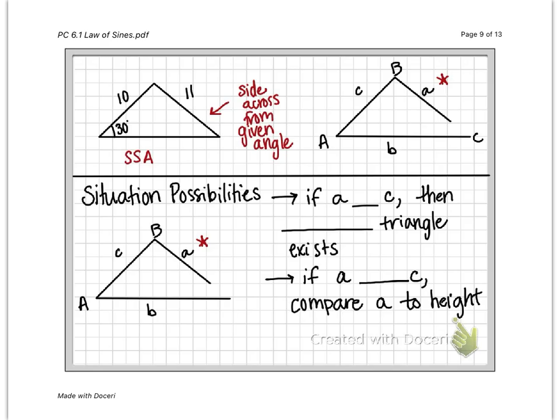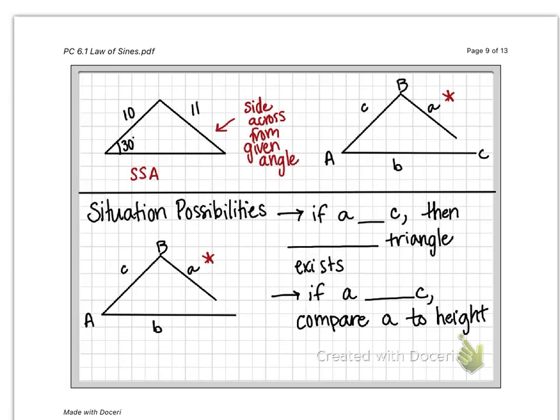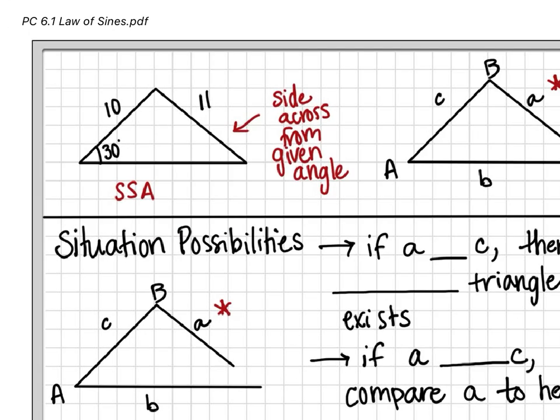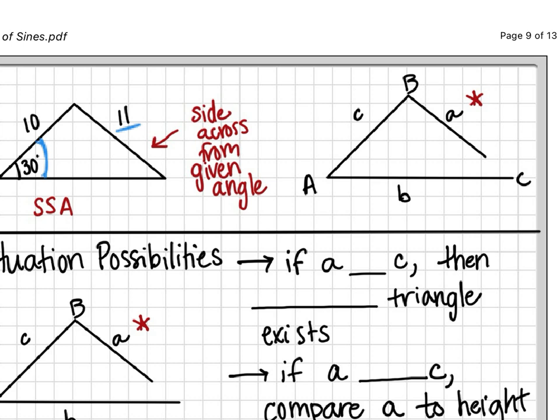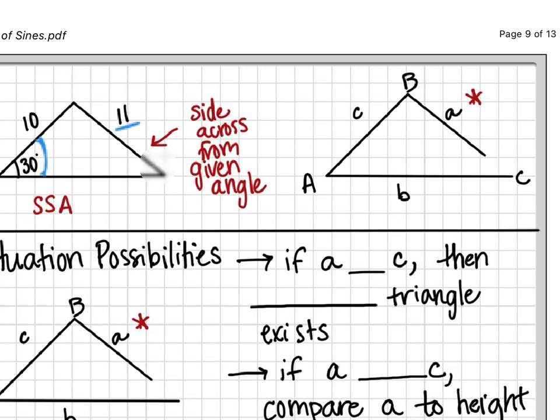So again, we always start with our drawing like this. So we have our side that we're given, our two sides that we're given, and we have our angle that we're given. We always draw this side across from the angle. We're going to make that our hanging side. So if I was doing this problem, then I would make this angle kind of look like this. It's not going to erase for me, but I would hang this 11 side.